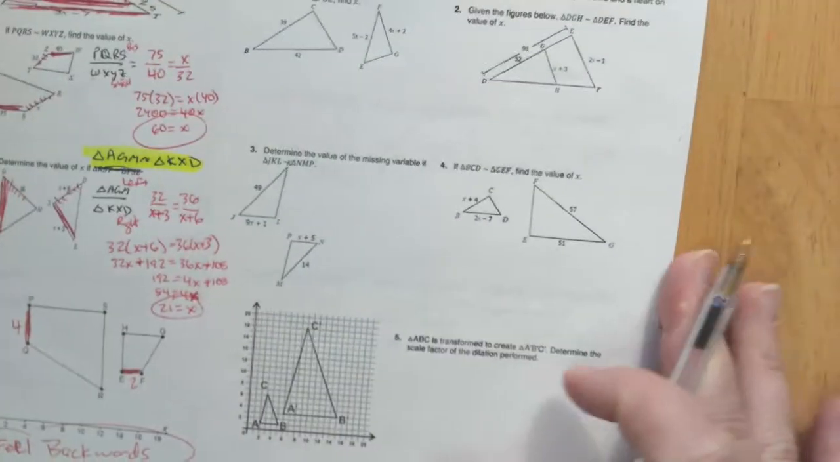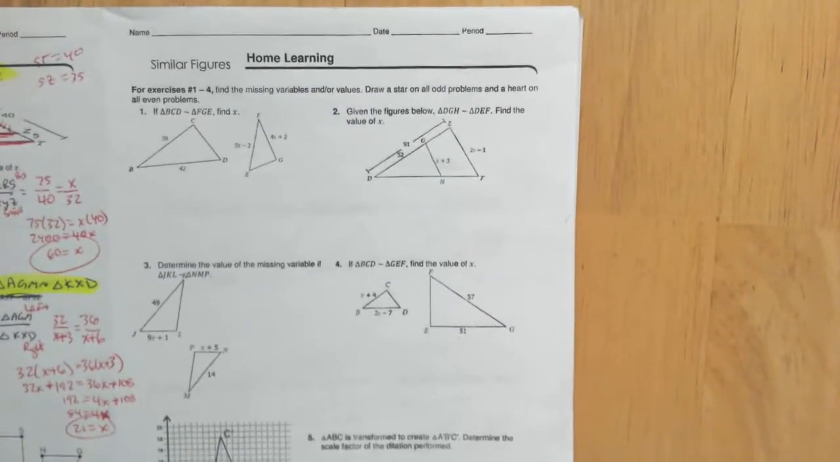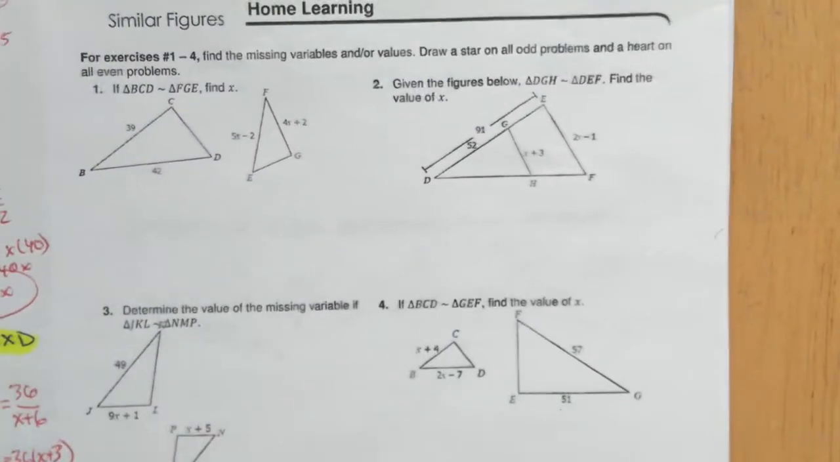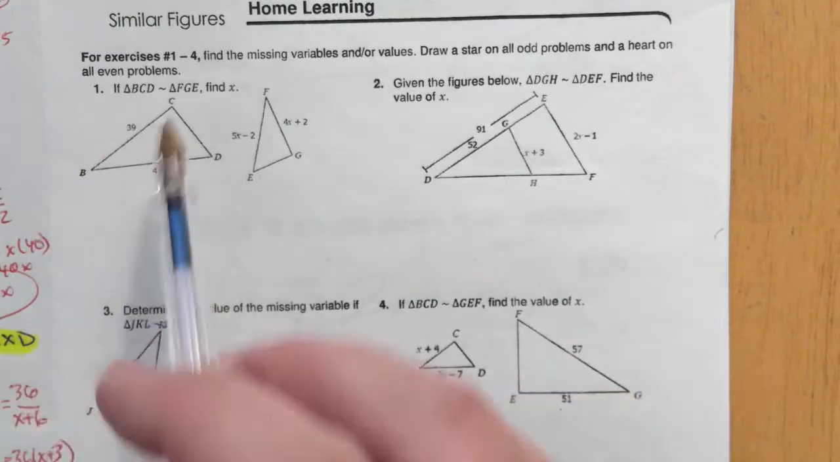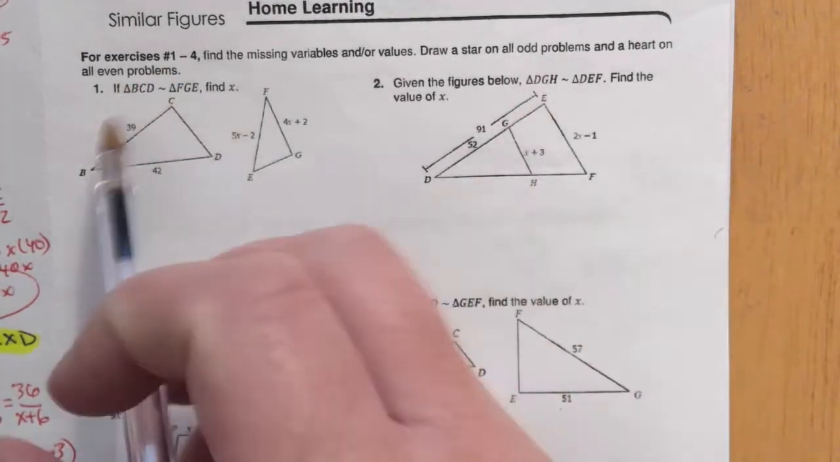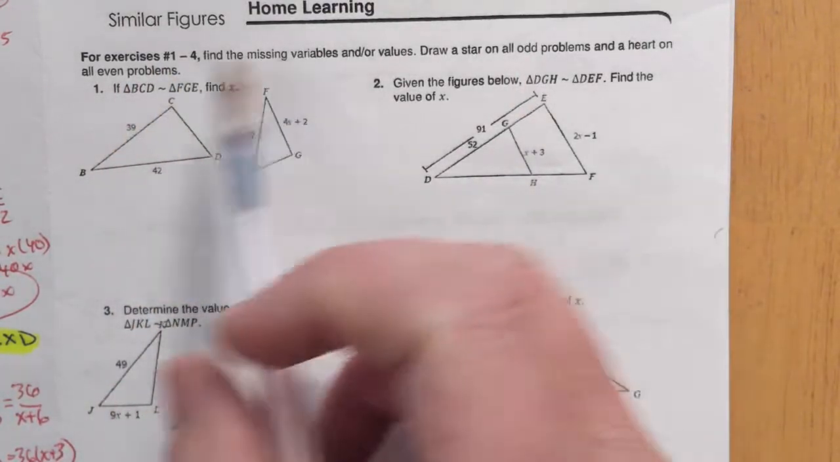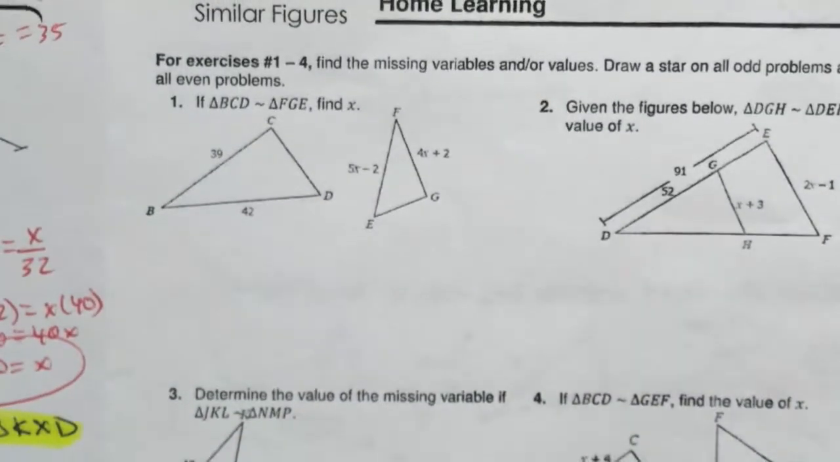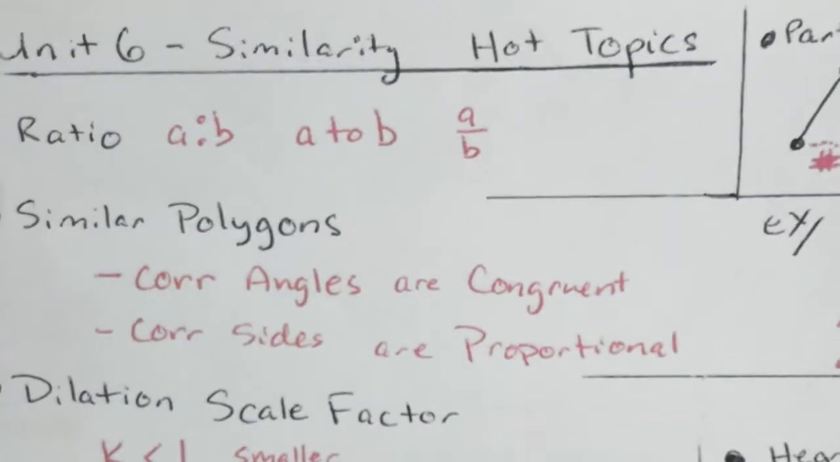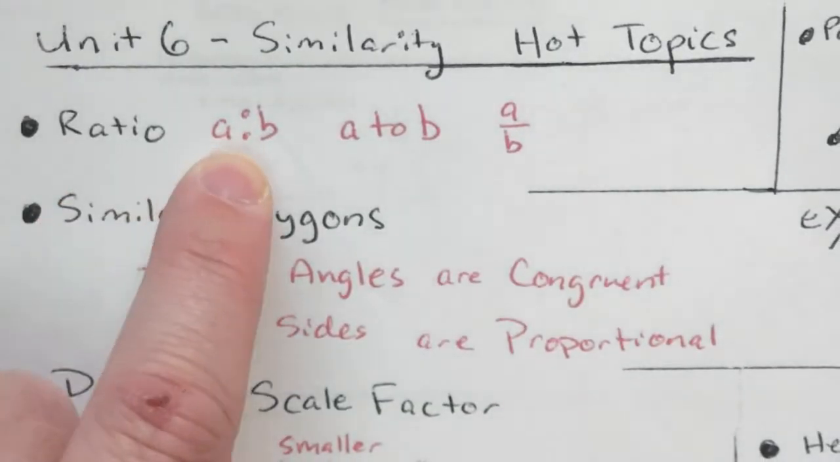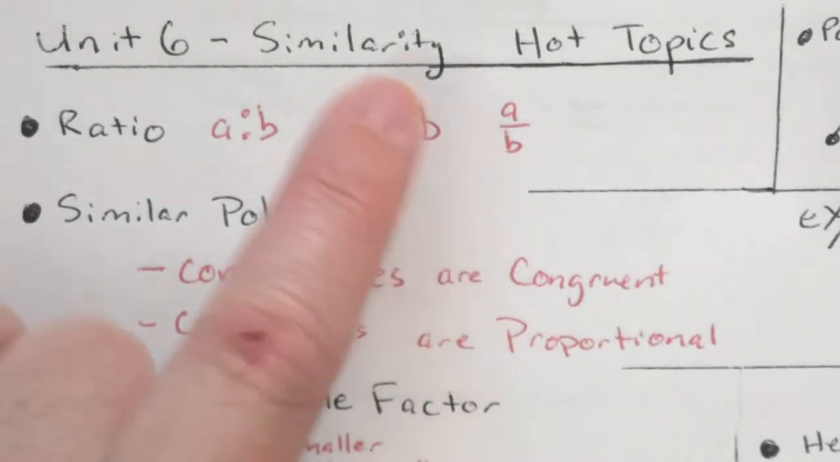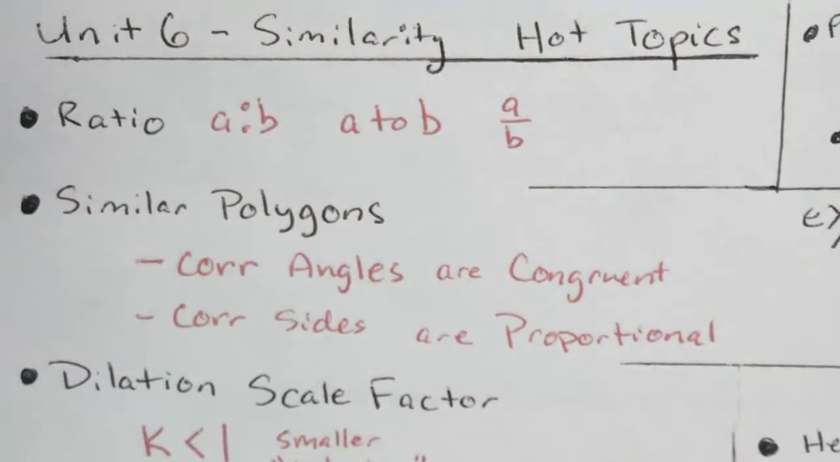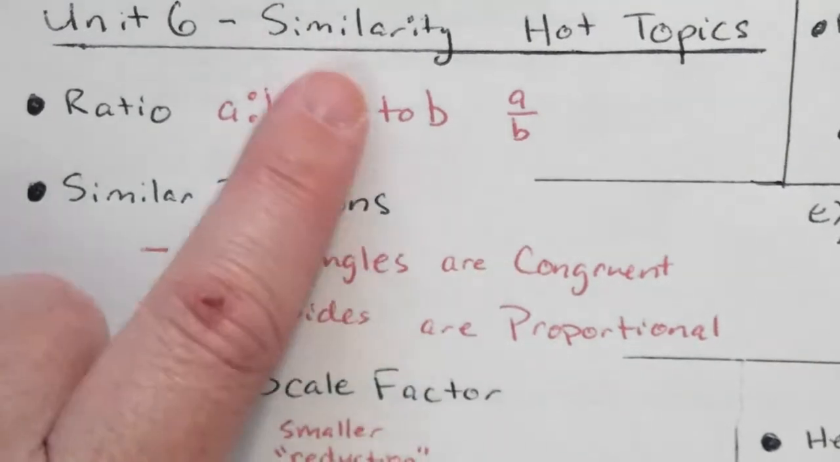All right, so we are on page 3 of our notes. Let me zoom in a little bit. Similar figures. What we're trying to do is find x or any of the missing things that we're looking for. Very important in your notes: the ratio, it's A to B, and you put A over B. So we're going from left to right, top to bottom.